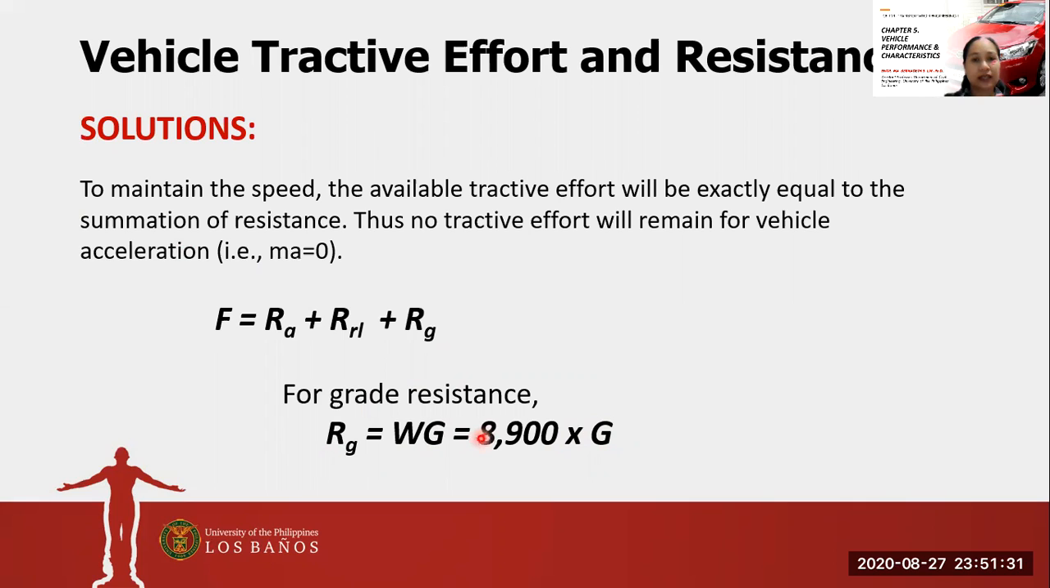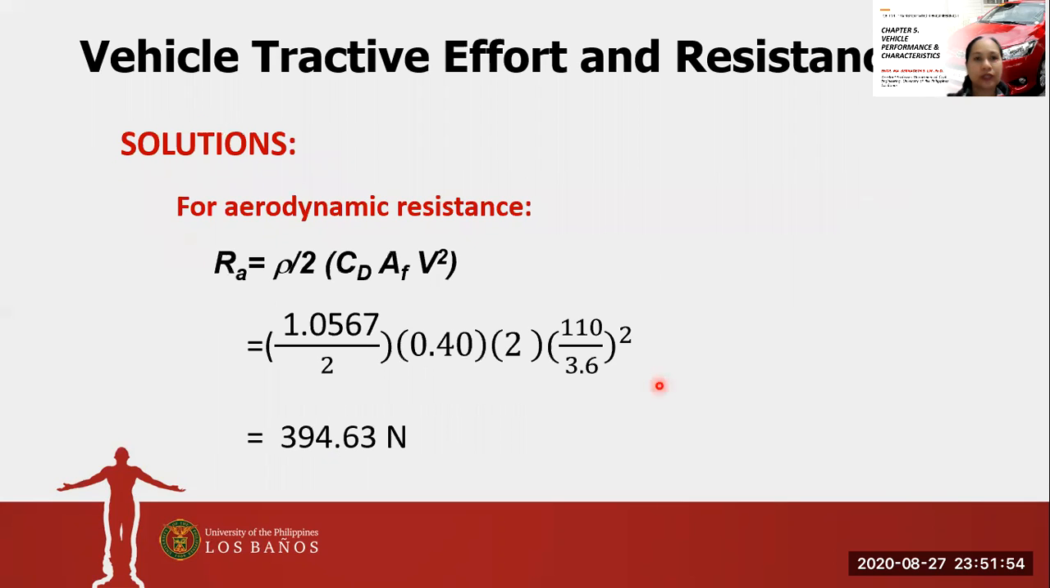So it's 8,900 newtons times G. So this is our Rg, which we're going to substitute here. Now, let's find Rrl, the rolling resistance, and the aerodynamic resistance, and we will equate it with the available tractive effort. So in the next slide, we are solving for Ra. And in our previous slides, this is our formula for Ra.